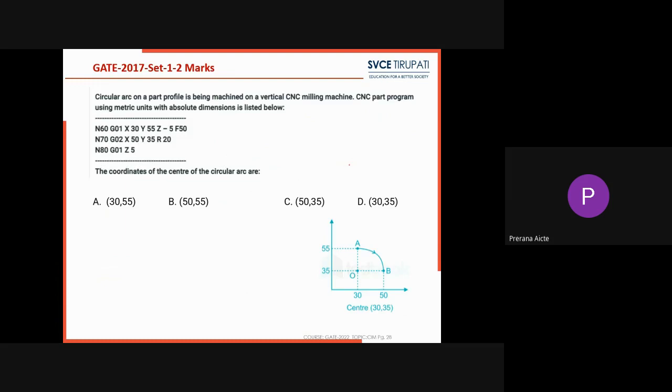Okay, and let us see. From this bit onwards, now we have to check the GATE 2 mark bits. So 2 mark bits, how they are asked. So this one is C.